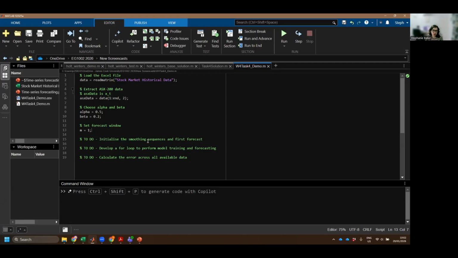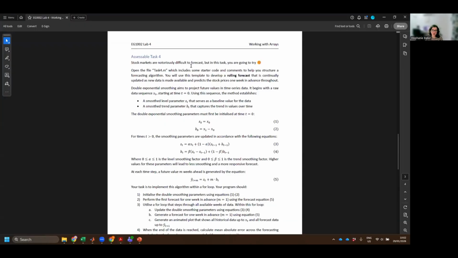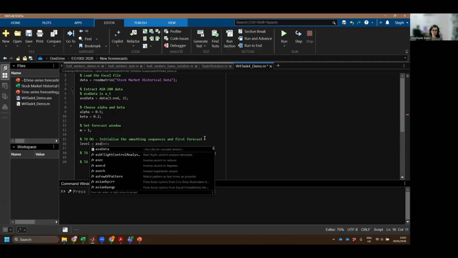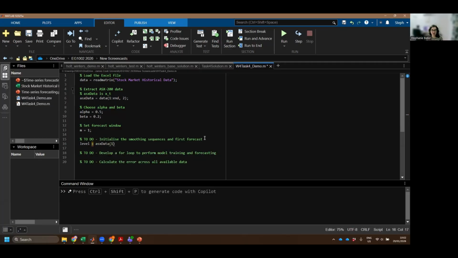So the first thing we need to do is our initialization. So if we jump back over to those equations that we had, the first one, initializing our level, is just going to be setting it to the first observed data point. So what we can do is we can get our level and let it equal the first observation in our data. And that's it for the level.